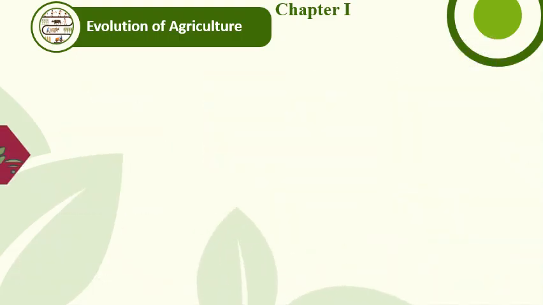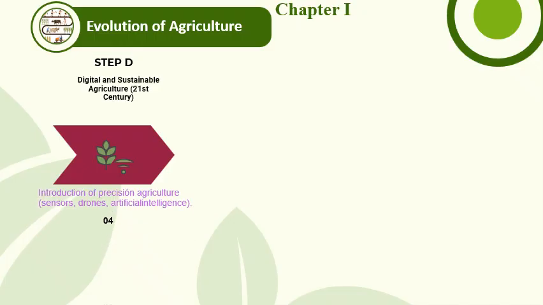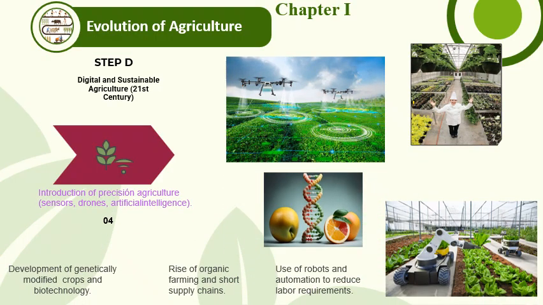The fourth stage is digital and sustainable agriculture in the 21st century. Today, agriculture is increasingly based on precision tools such as sensors, drones, data analysis, and artificial intelligence. At the same time, biotechnology continues to develop while organic farming and short supply chains are becoming more important in response to sustainability concerns. This stage shows that modern agriculture is becoming both more technological and more environmentally conscious.